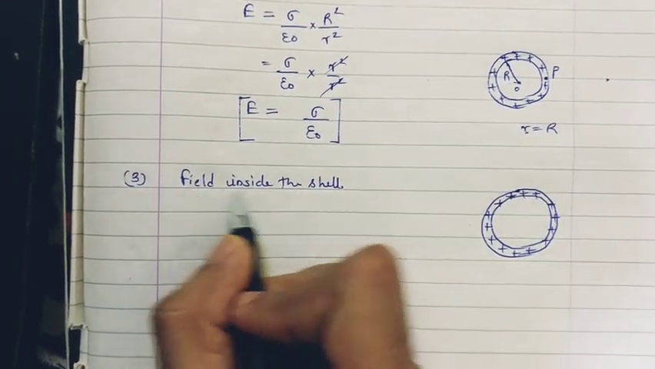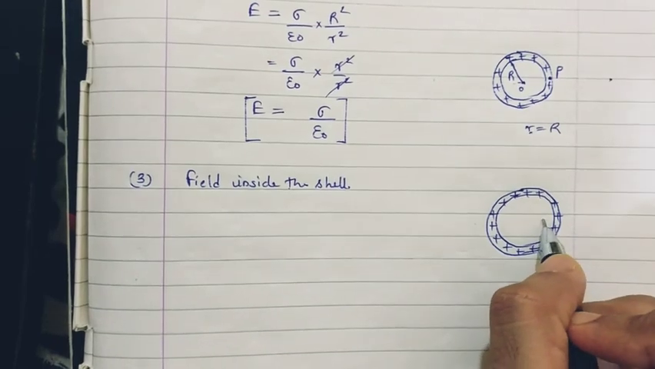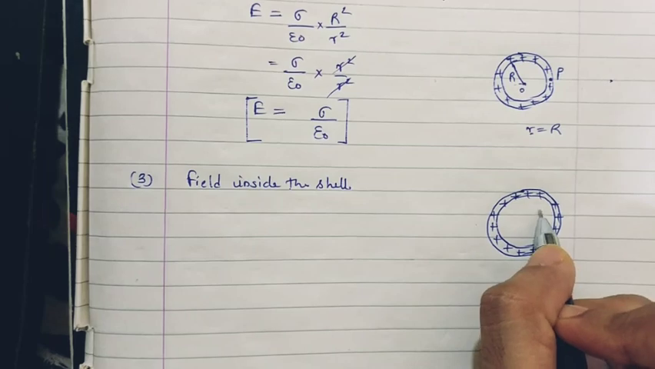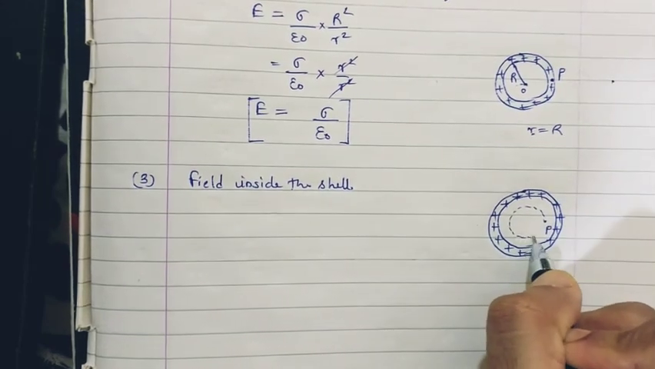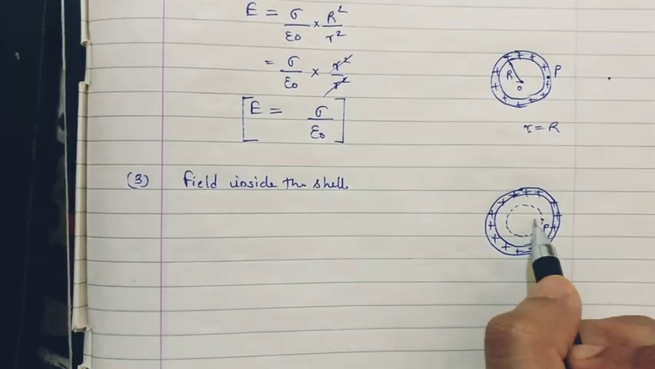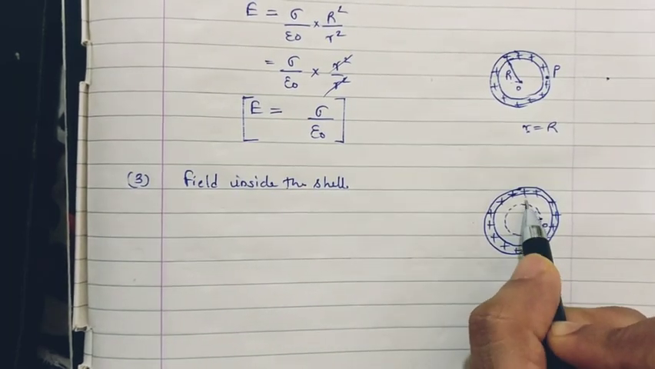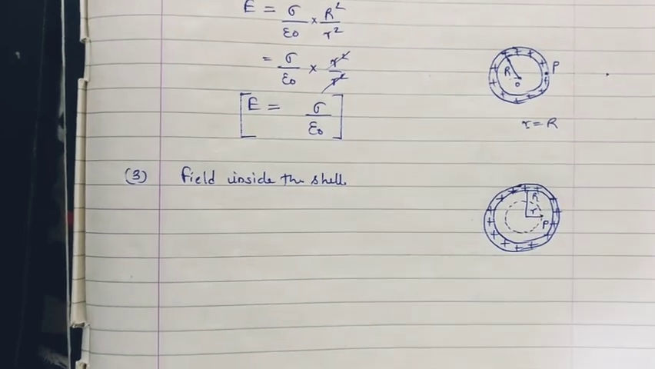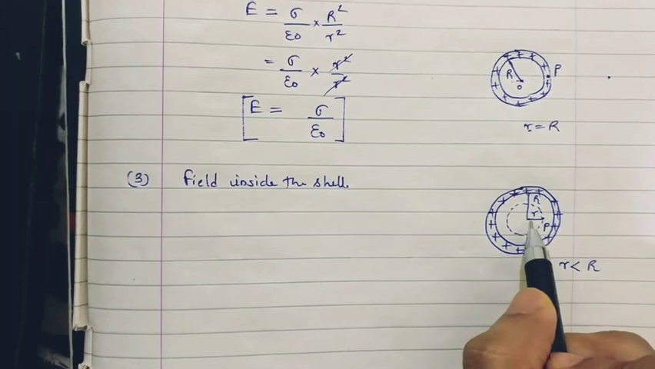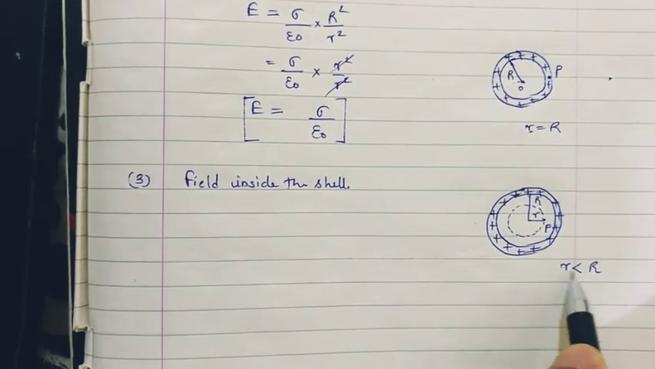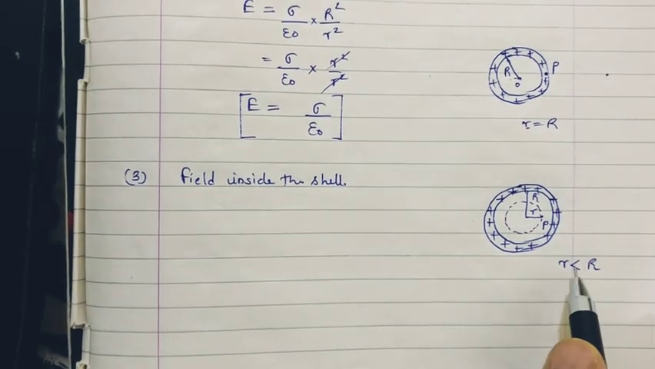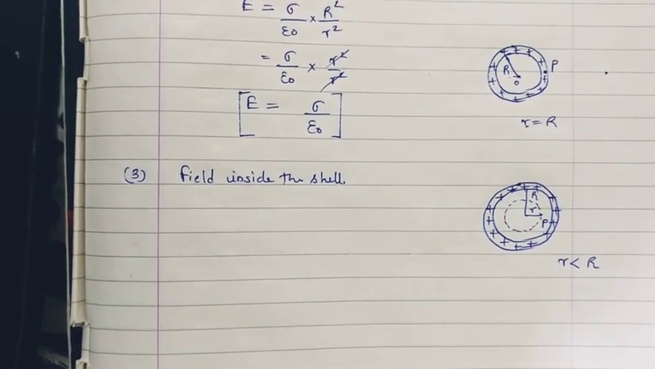I have the observation point now inside the shell. So my point P is inside the shell. My Gaussian surface has to be passing through the observation point. So this is going to be my Gaussian surface, which is of radius small r, and this is of radius capital R. If you see, small r is lesser than capital R over here. That is, the distance to the observation point becomes smaller than the distance to the spherical shell.